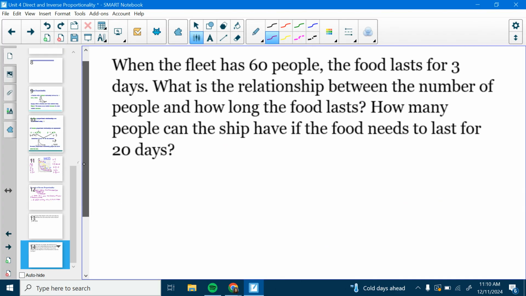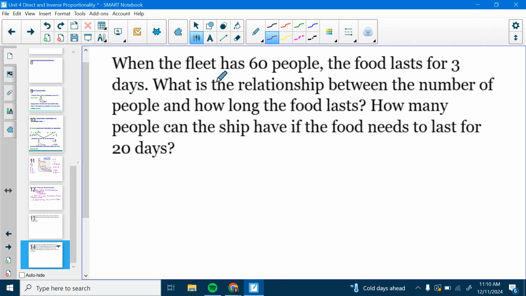Finally, I have an example that is a relationship of those. It says when a fleet has 60 people, the food lasts for 3 days. What is the relationship between the number of people and how long the food lasts? How many people can the ship have if the food needs to last for 20 days? So I'm going to break down these pieces. I'm going to look for my x, my y, and my constant value, okay?